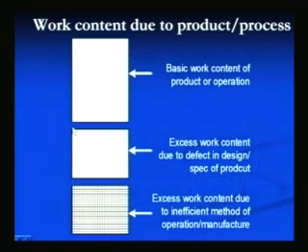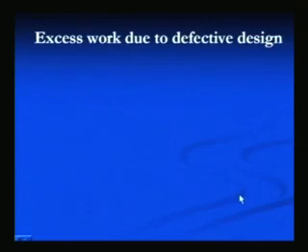The work content due to the product or process indicates the imperfect design of the product or the process. This first block is the basic work content portion to complete the job, this second block is the excess work content due to the defect in design or the specification of the product, and this third one is the excess work content due to the inefficient method of manufacturing or the operation.